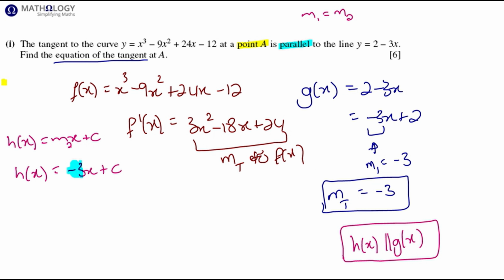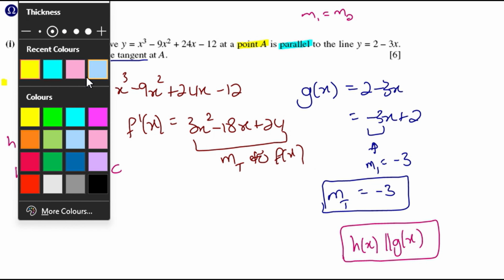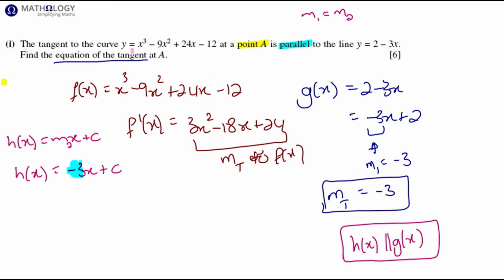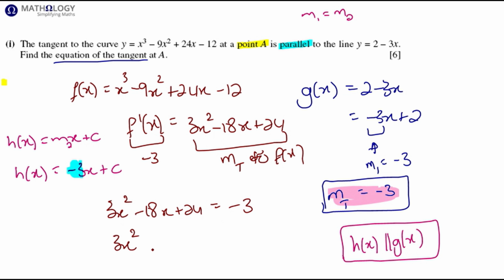Now, we know that the gradient of the tangent to the curve at A is minus 3. We just determined that. So we know that f prime x has a value of minus 3. So we can say 3x squared minus 18x plus 24 equals minus 3. And we can solve for x now. 3x squared minus 18x plus 27 equals 0. Divide through by 3. x squared minus 6x plus 9 equals 0.